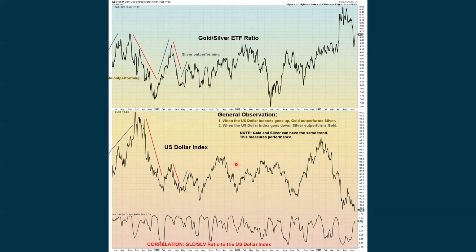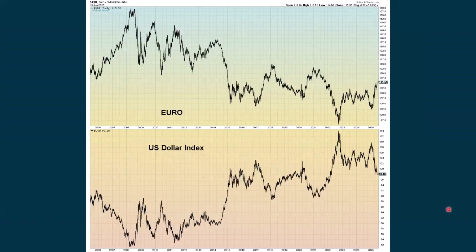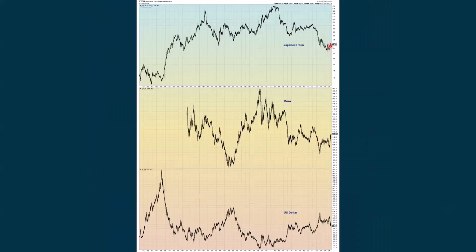And then we plot the US dollar index. This tries to look at the relationship between precious metals and currencies. And it's a pretty strong correlated relationship right now. This ratio's overall been going down as the dollar's been going down as well. The dollar, which is in a downtrend below its moving averages, we're clearly in a downtrend here as we're dropping into the 98 range. And the euro's been going up as the dollar has been going down, and the Japanese yen has been going up as the dollar's been going down.